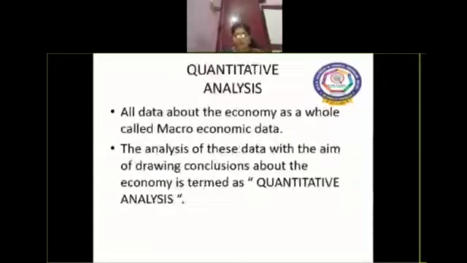Next one, quantitative analysis. First, economics is divided into micro and macro. Micro studies about individual income, how much they are spending, how much they are investing or saving, like that. If the study is about a single unit, it is called micro, and macro means on the whole. So the analysis of these data with the aim of drawing conclusions about the economy is termed as quantitative analysis.